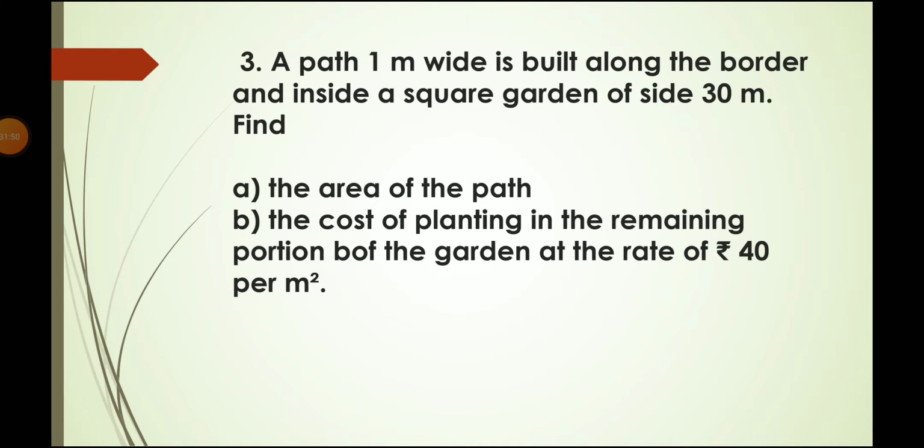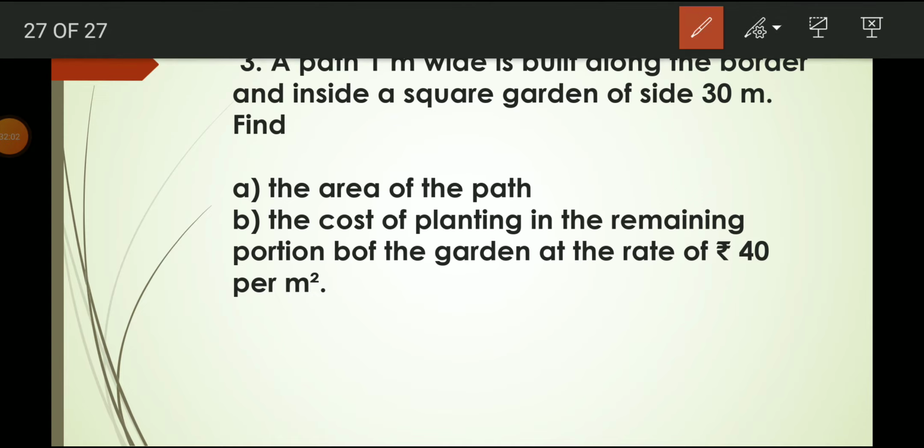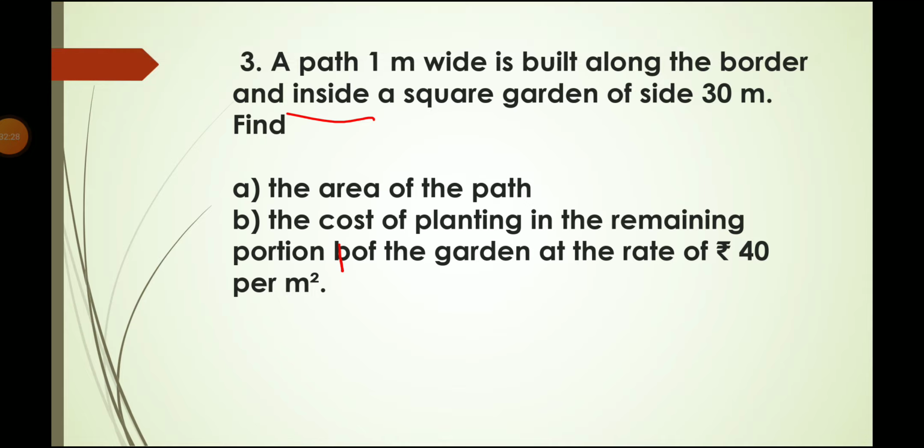See the third one: a path 1 meter wide is built along the border and inside a square garden of side 30 meter. Here see the word inside. Find the area of the path. Then find the cost of planting the remaining portion of the garden at the rate of rupees 40 per meter square. Here the word is inside, so the square value decreases, the square comes inside.